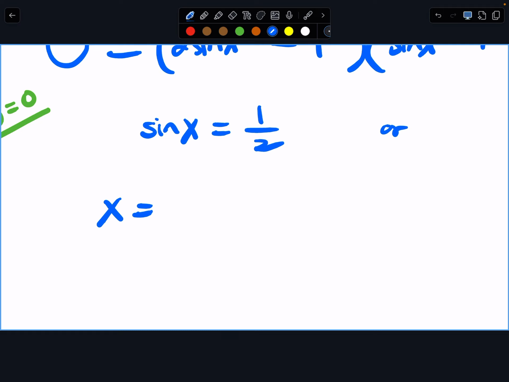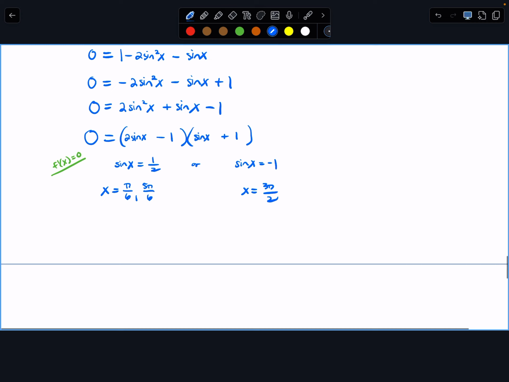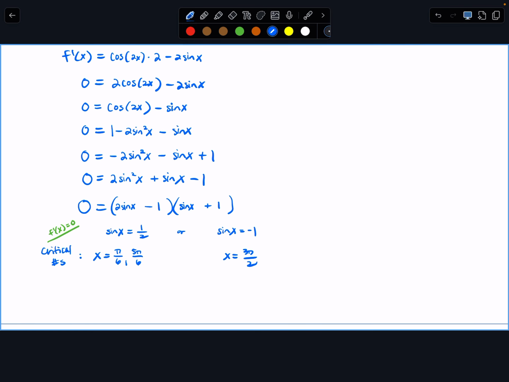It is pi over 6, and 5 pi over 6. And then for sine equal to negative 1 would be 3 pi over 2. So you guys, these end up being our critical numbers, which then we can pop into our candidates test, into our table.